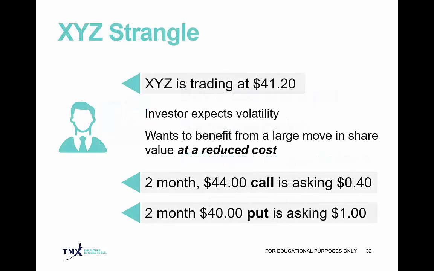So again, if we jump in and take a look at this opportunity here, we've got XYZ trading at 41.20, so the exact same share value as our last example utilizing the straddle. The investor expects volatility, but in this case, the investor wants to benefit from a large move in share value at a reduced cost. So this is kind of like buying out of the money options. And why would we buy out of the money options? It's usually because we think that there's going to be a substantial, significant move in the underlying, and we want to pay less for the option contracts because we're confident there's going to be a big move.